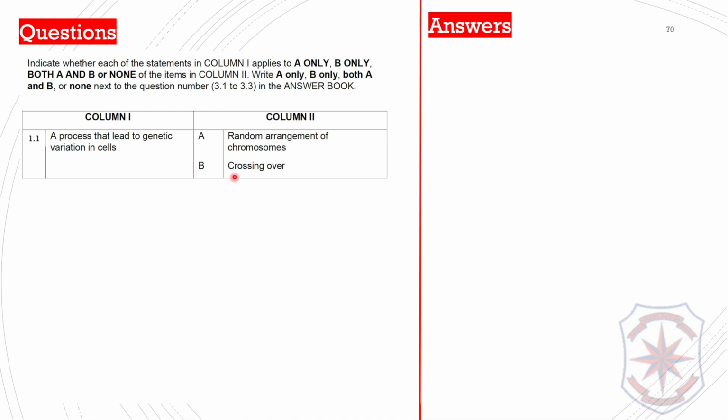So option B is crossing over. Does that lead to genetic variation as well? Yes. So we have not eliminated both of them. So meaning option A is viable and option B is viable. So what do we write? We don't just write both. We write both A and B for 2 marks.